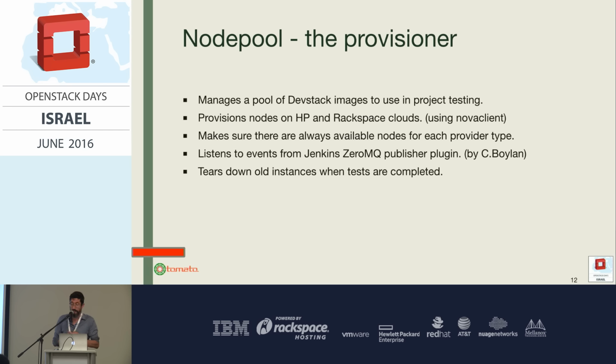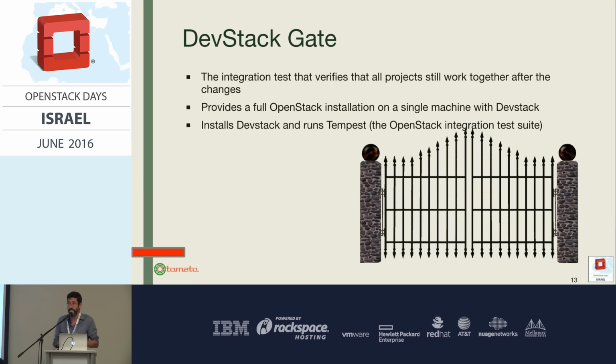And it listens to another Jenkins plugin developed by the OpenStack infrastructure team, which is the Jenkins ZeroMQ Publisher plugin. Whenever a new testing node is being used, it knows that that node is not available anymore, and it goes and brings up a new clean node so that the subsequent testing suite, the subsequent change that comes, will have a new node to be tested upon. And whenever a test is finished, it also gets an event from Jenkins and goes and removes that node from the cloud.